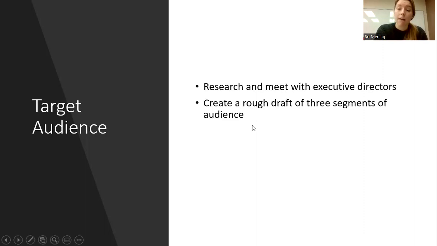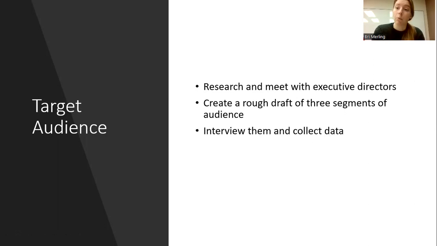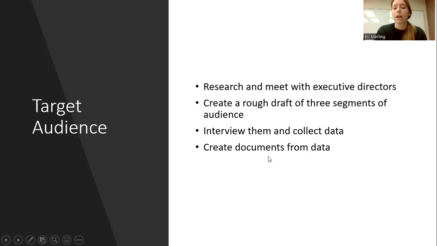Then we created a rough draft of 3 segments of a target audience. And this is really important because you don't just want to create content and throw it out into the world. You want to target the people who are interested in it. From there, I interviewed members of these audiences and I collected data on them and what they find interesting. And from there, I created documents. So let's talk about the documents that I made.